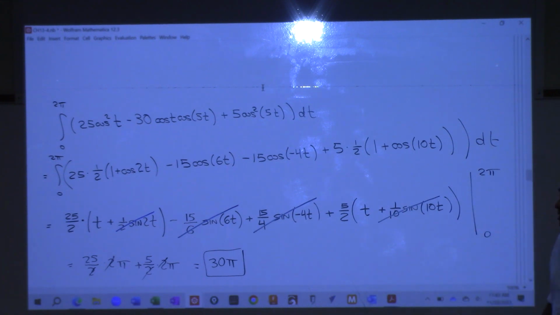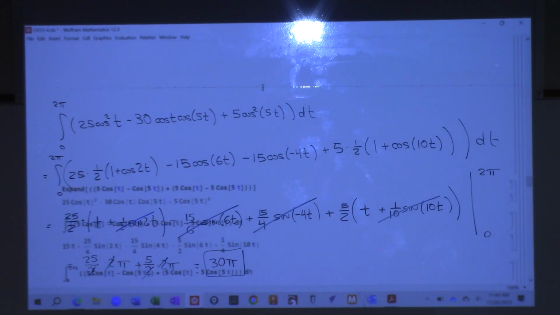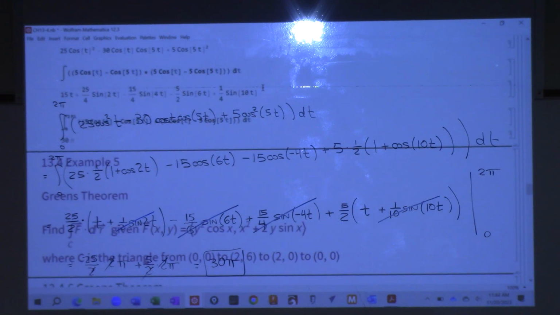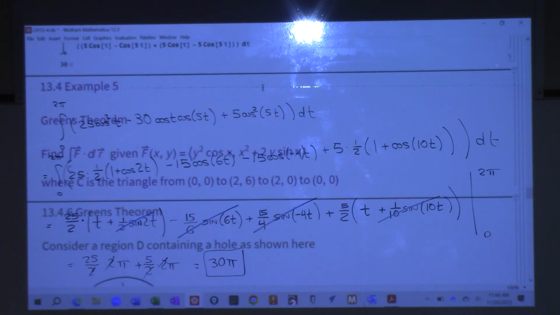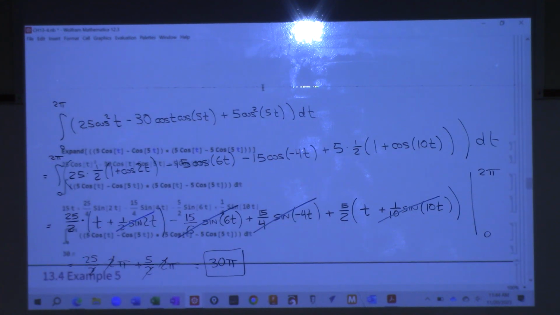Now, do y'all want to try it using a different P and Q? To be honest, either way it would have been complicated. It's not going to be better. You're still going to have sines or cosines in there. Oh, I did it on the computer. 30 pi. Makes it feel better that we got the same thing, right? Okay.